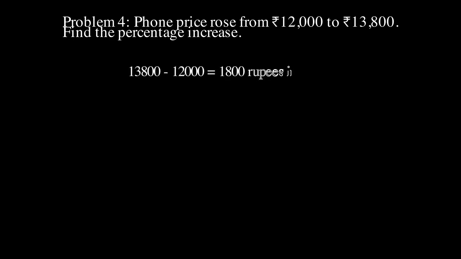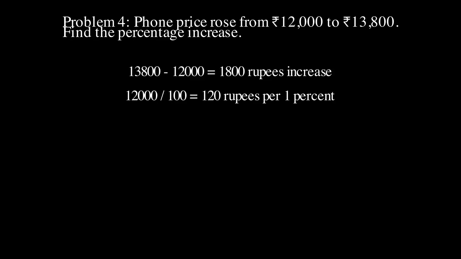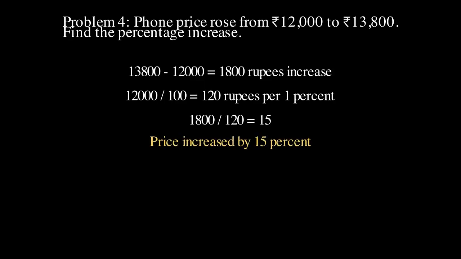The actual increase in rupees is 13,800 minus 12,000, which is 1,800 rupees. Now, 1% of the original 12,000 rupees is 12,000 divided by 100, which is 120 rupees. Dividing the actual increase of 1,800 rupees by 120 rupees tells us how many 1% shares fit into it, which is 15. So the price has increased by 15%.